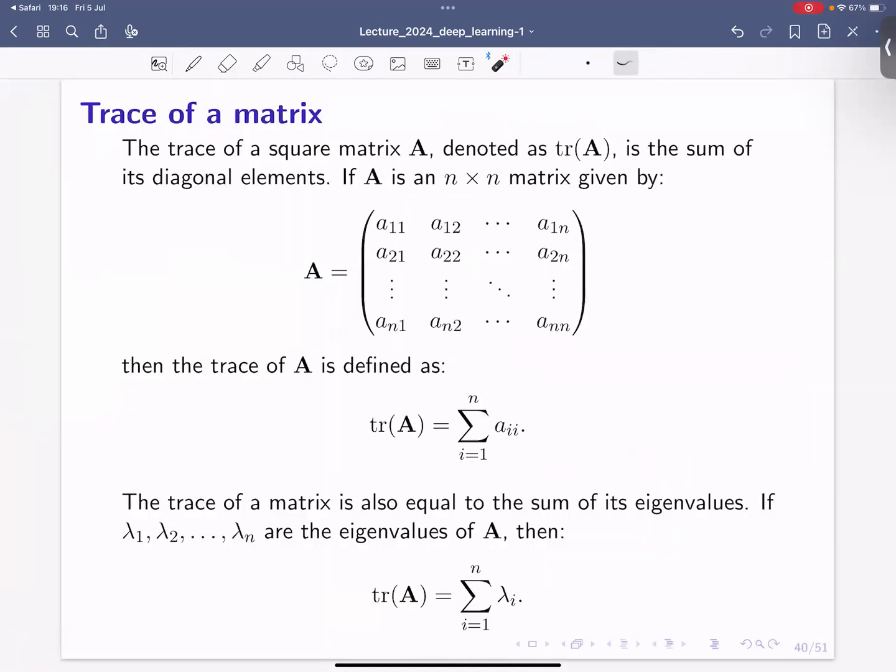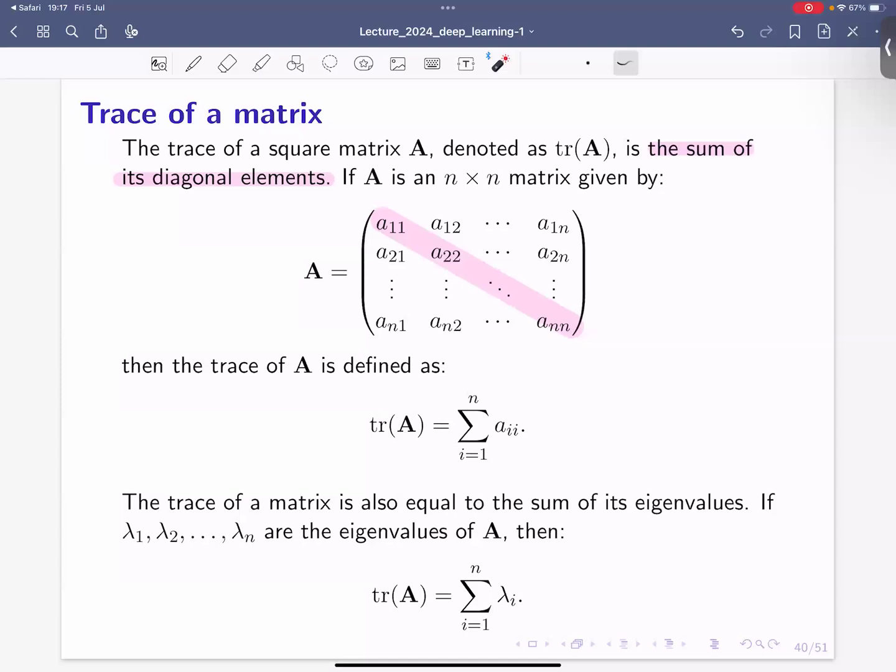Okay, let me move on to another important concept, which is the trace. The trace is defined for square matrices. We denote this as TR of A here, and it's simply equal to the sum of the diagonal elements. As an example, look at our A matrix, which is an n by n matrix. We write it in this way, right? So we have A11 up to ANN entries, so n squared entries. And the trace, as we said, is the sum of the diagonal elements.